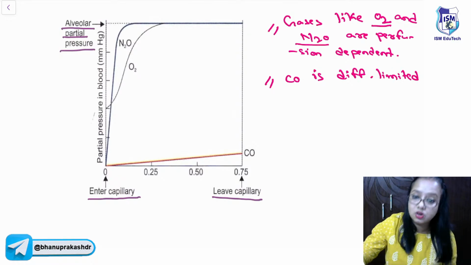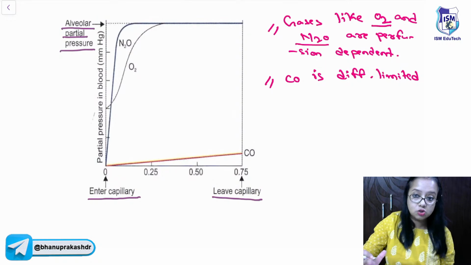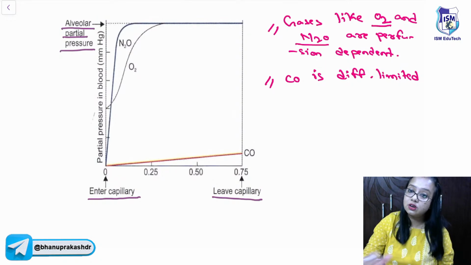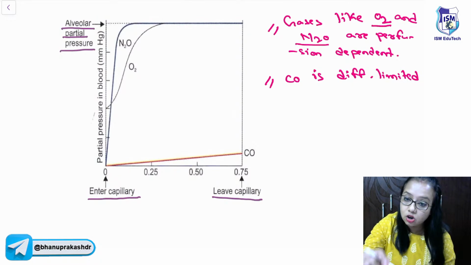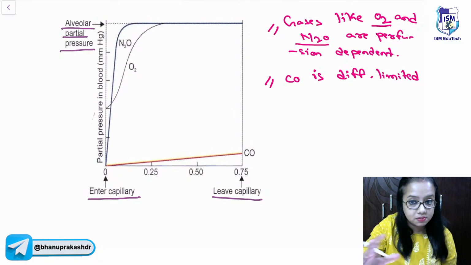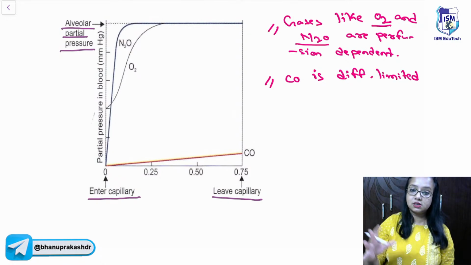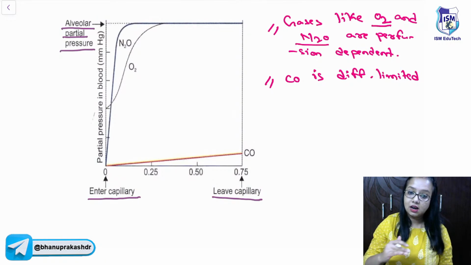This carbon monoxide, its concentration will increase only if its rate of diffusion is more. So 2 points we learned, then we are going to go into details: gases like oxygen and nitrous oxide depend on the blood flow. Means if the blood flow increases, the concentration of the oxygen and nitrous oxide getting exchanged across the alveoli will be more. They are not dependent on diffusion.